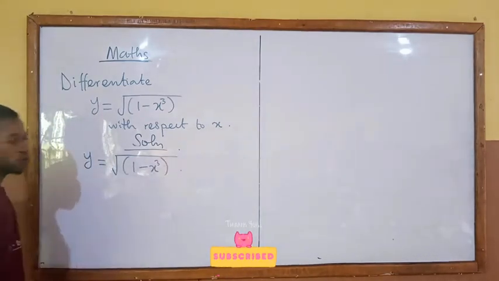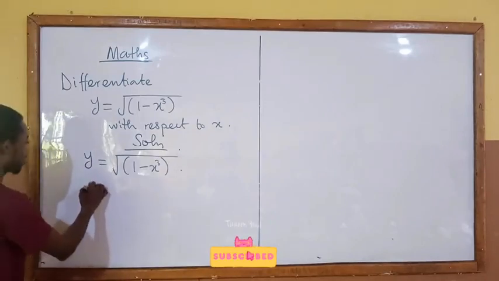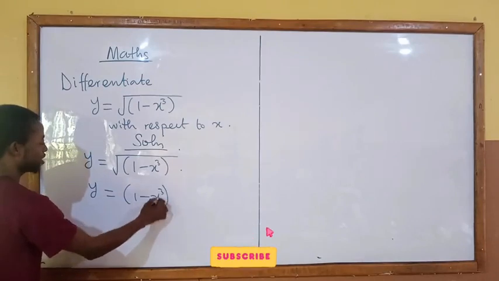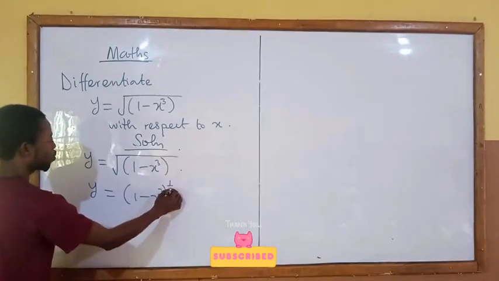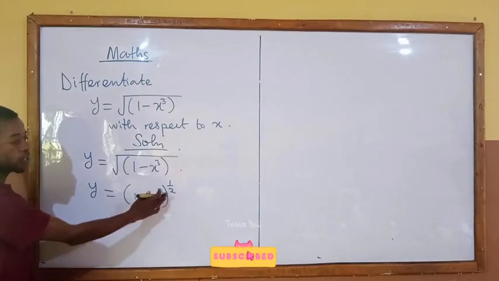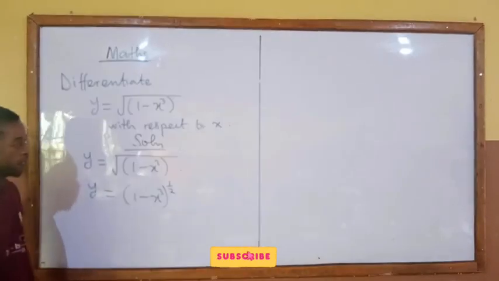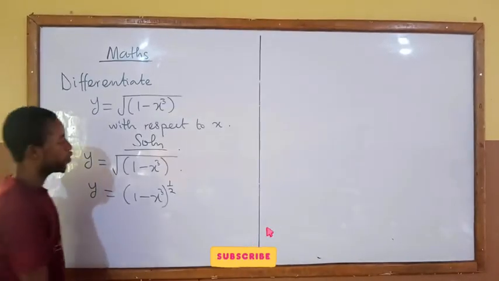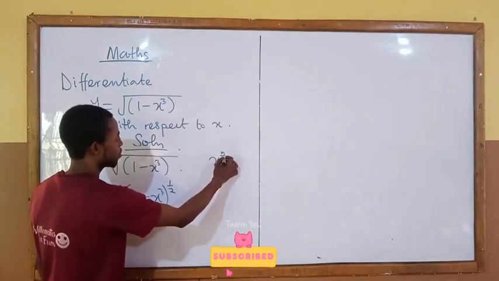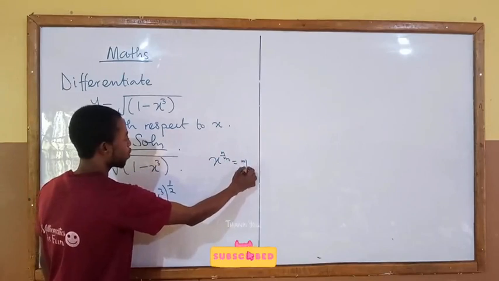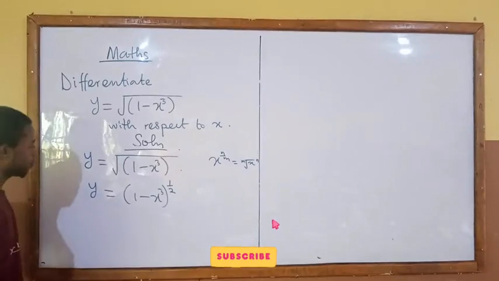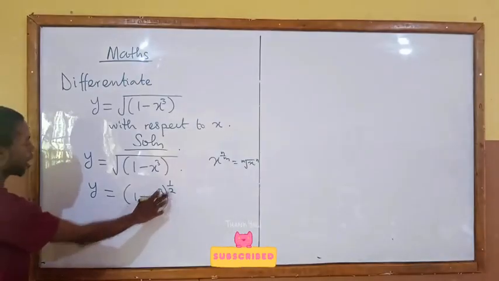Now the first thing is to rewrite this function, and we have y equals 1 minus x cubed raised to power half. When we rewrite this function, the root will become raised to power half. That's under the law of indices, the fractional index. You have x raised to power 1 over n, it becomes the nth root of x. So the fractional index here is applicable, so the power here will now be half.